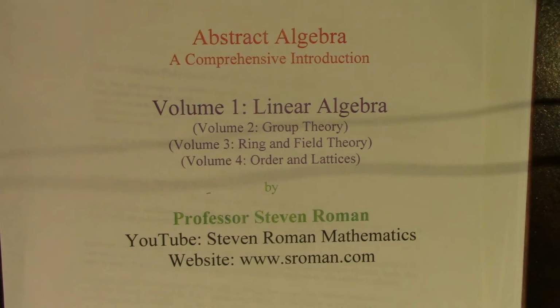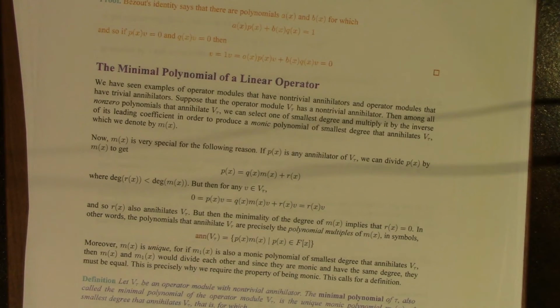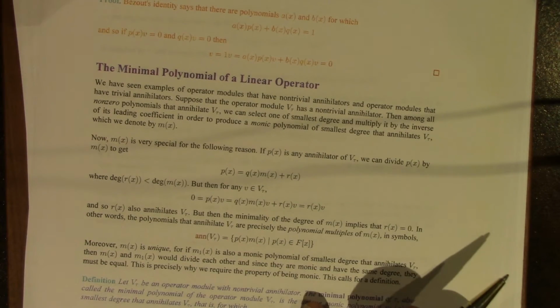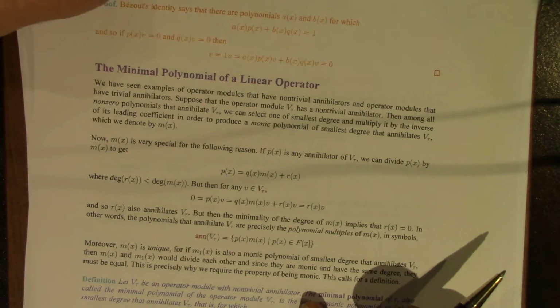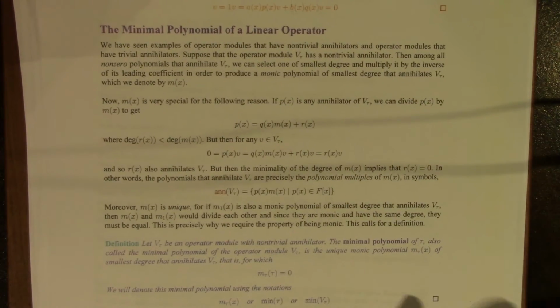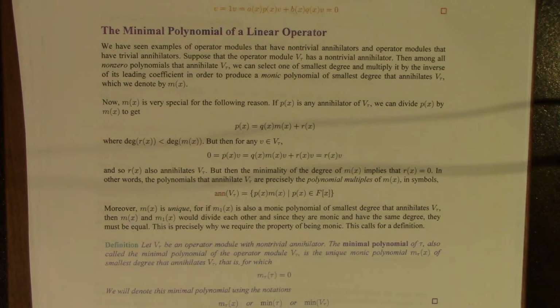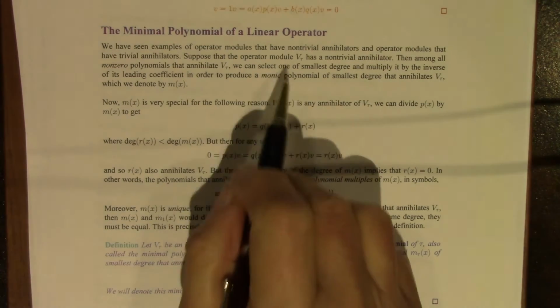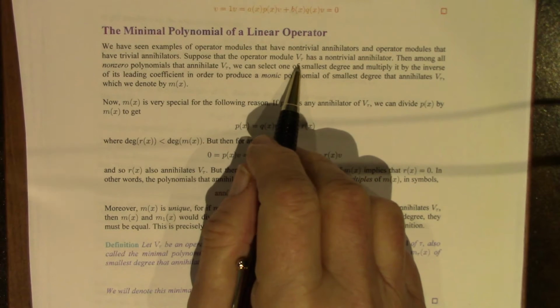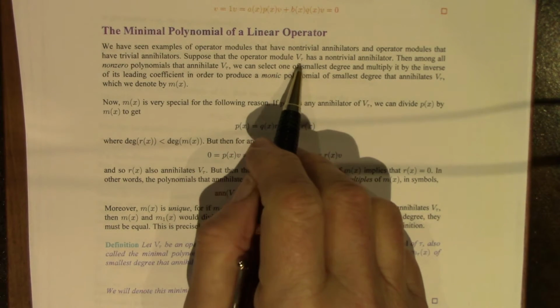Let's continue the lecture series on linear algebra. We've seen examples of operator modules that have non-trivial annihilators, and we've seen operator modules that have trivial annihilators. Let's suppose that V_tau has a non-trivial annihilator.